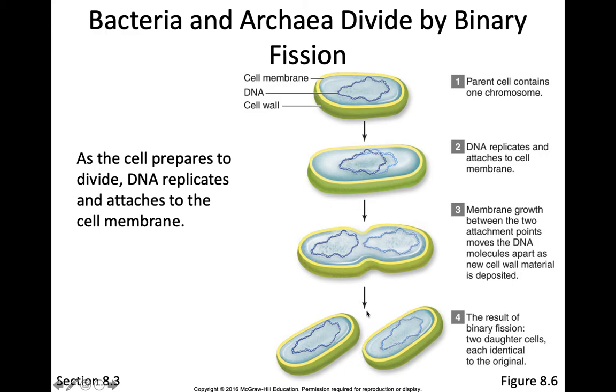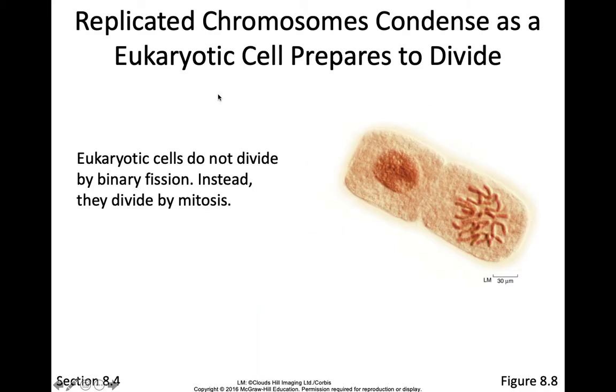Once again, I'll post some supplementary videos so you can watch this occur in 3D. Very, very simple process, the way that prokaryotes divide. Now, eukaryotes, on the other hand, we are eukaryotes. Most of the organisms that you're probably familiar with are going to be eukaryotic. We divide by a process called mitosis.